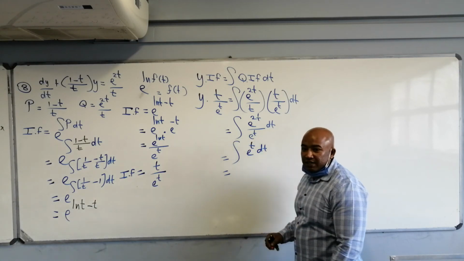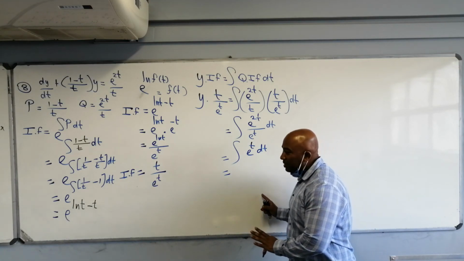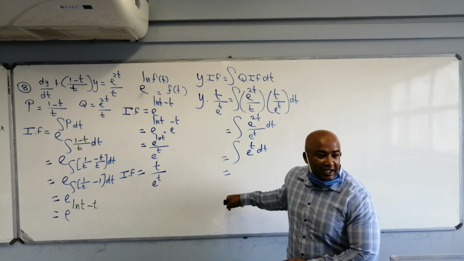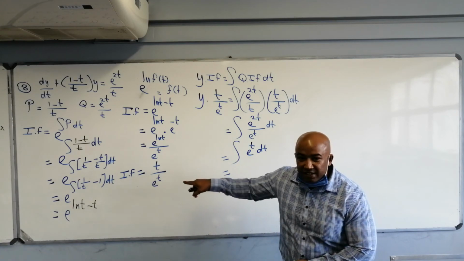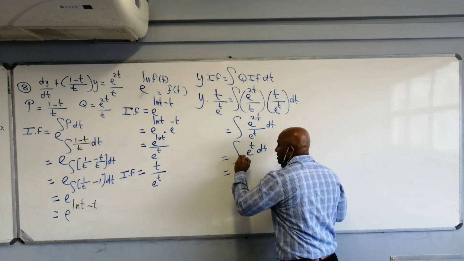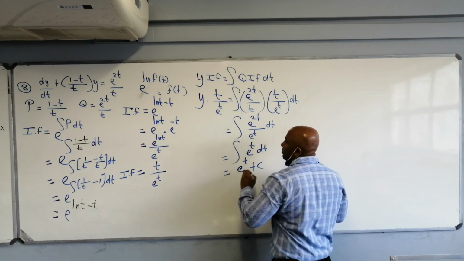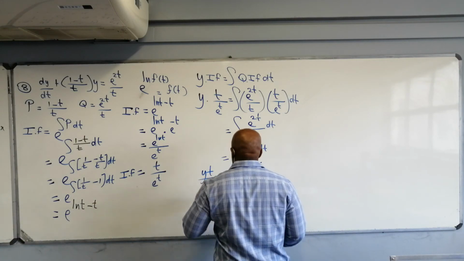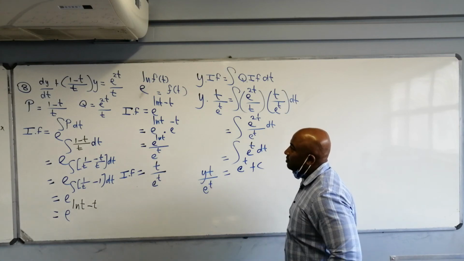And then the last part is the easy. Look, certain examples, the last part is difficult to integrate. But this one, the last part is easy. It's just that the beginning is difficult. You can see that. So the integral of e to the power t is just e to the power t plus c. And that is our general solution for this one.